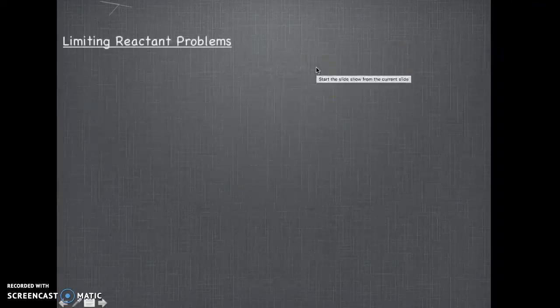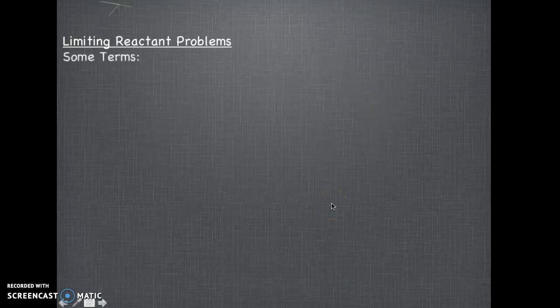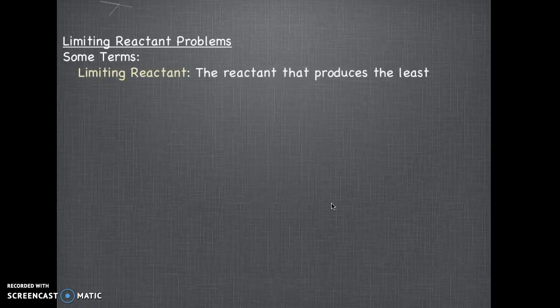All right, so today I'm going to go over the very last part of our stoichiometry unit with you guys. It's called limiting reactant problems. So let's go through some definitions first. And remember that you guys could pause this anytime you need to, so you could actually copy it down into your notes.